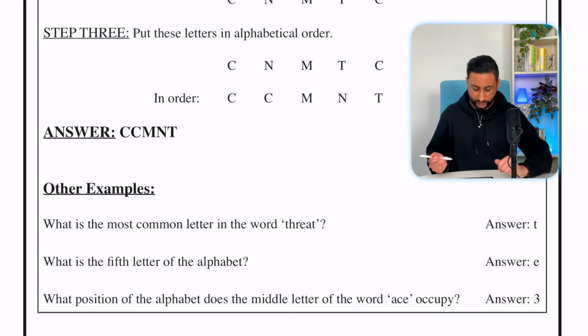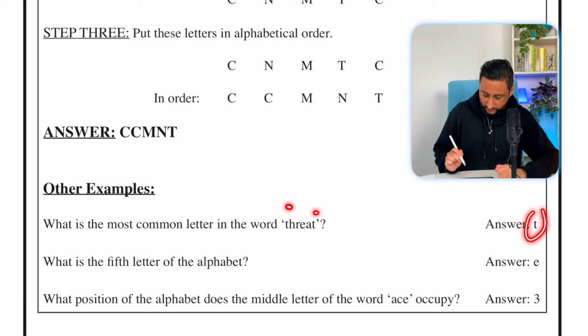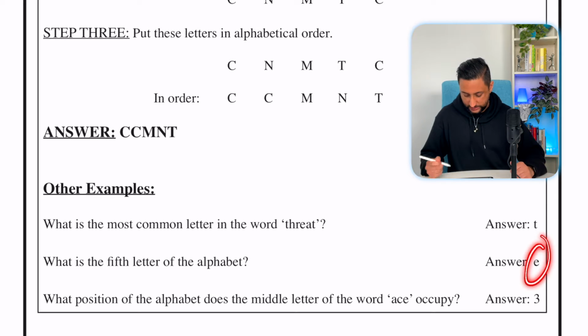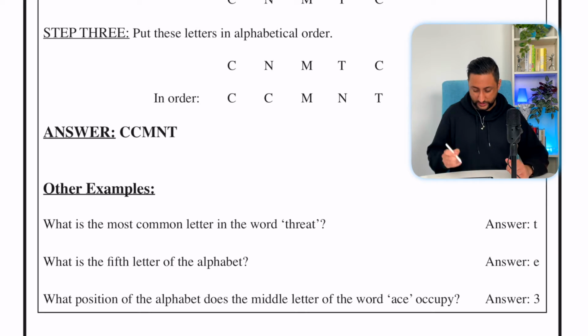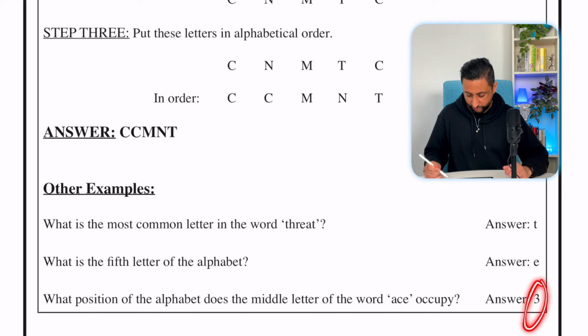Some other examples could include things like what's the most common letter. So what's the most common letter in the word threat? That's T, because there's 2 T's in that, and every other letter has 1. What is the 5th letter of the alphabet? Very straightforward, that's E. And what position of the alphabet does the middle letter of the word ace occupy? Couple of steps to look at there. So middle letter of the word ace is C, and then translate that into the position of the alphabet. C is the 3rd letter, so the answer would be 3.